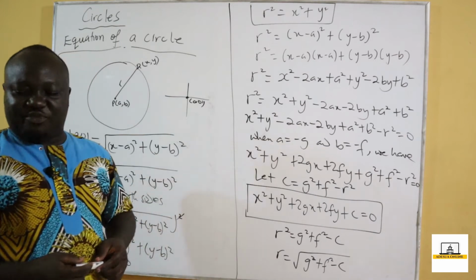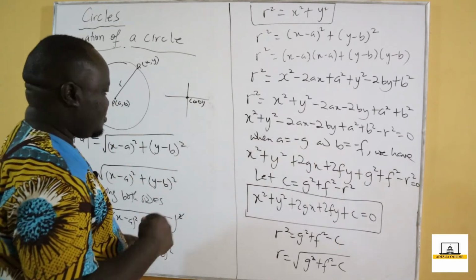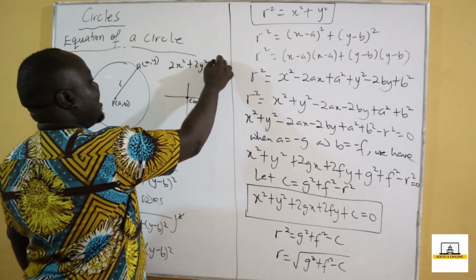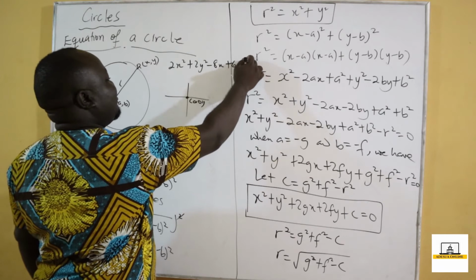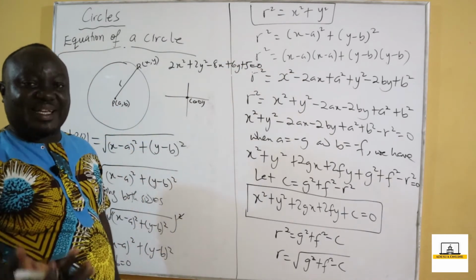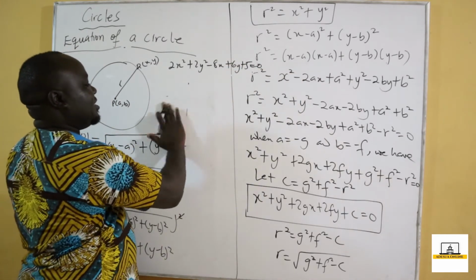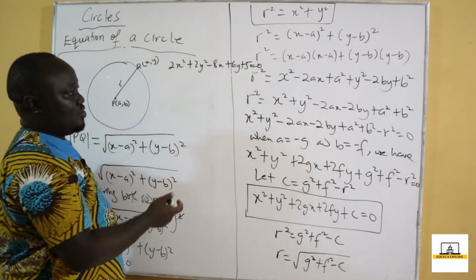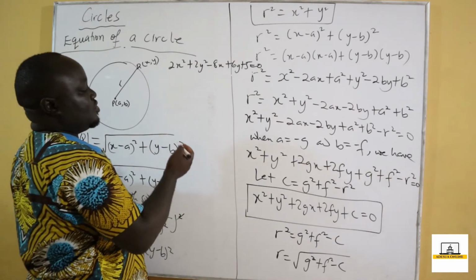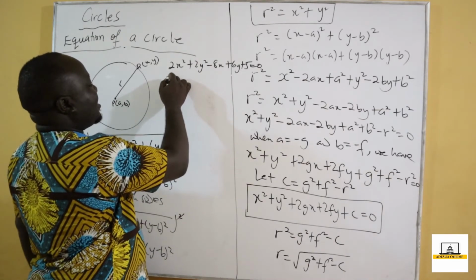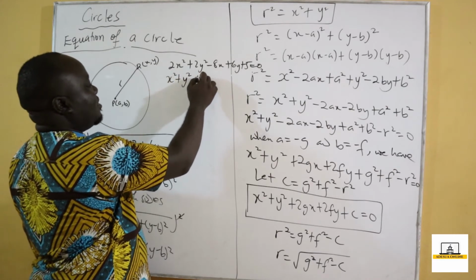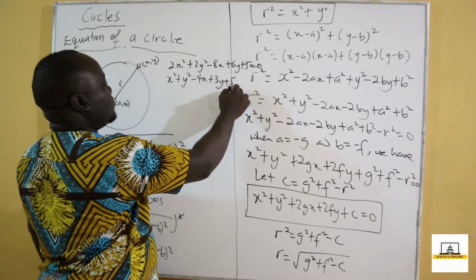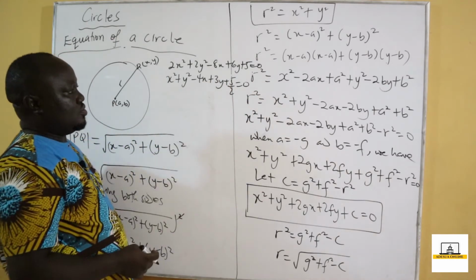So assuming we are given the equation of a circle, let's say I give you 2x squared plus 2y squared minus 8x plus 6y plus 5 equal to 0, and I say you should find the center. What usually happens is, the first thing you do is divide through by 2. When you divide by 2, you shall have x squared plus y squared minus 4x plus 3y plus 5 over 2 is equal to 0.